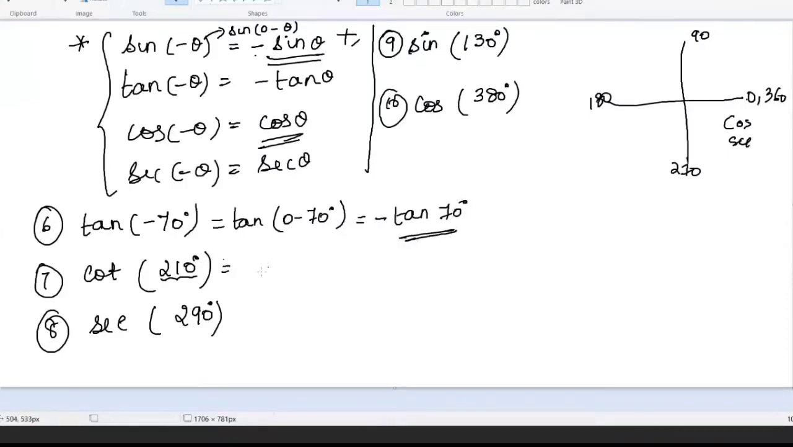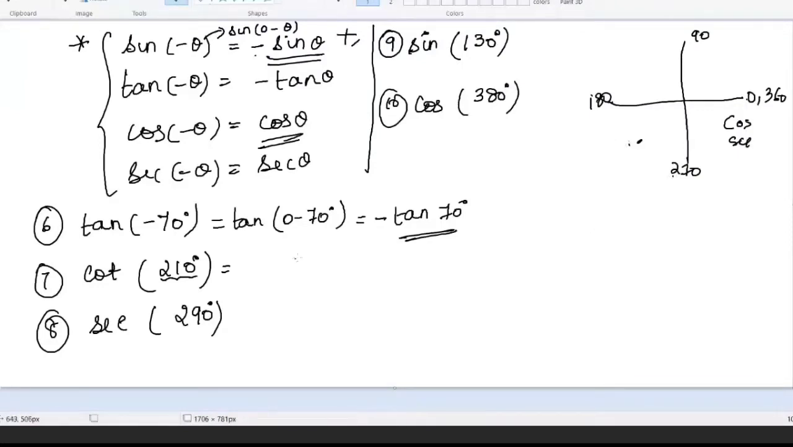Did you get the same answer? Minus tan 70. Did you get the same answer, everyone? Okay, coming to the seventh question, cot of 210. 210 lies between 180 and 270. You should have this idea, it lies in this quadrant. First have that idea in your mind. Either 210 can be written as 180 plus or 270 minus. Either way, you will reach the same answer.